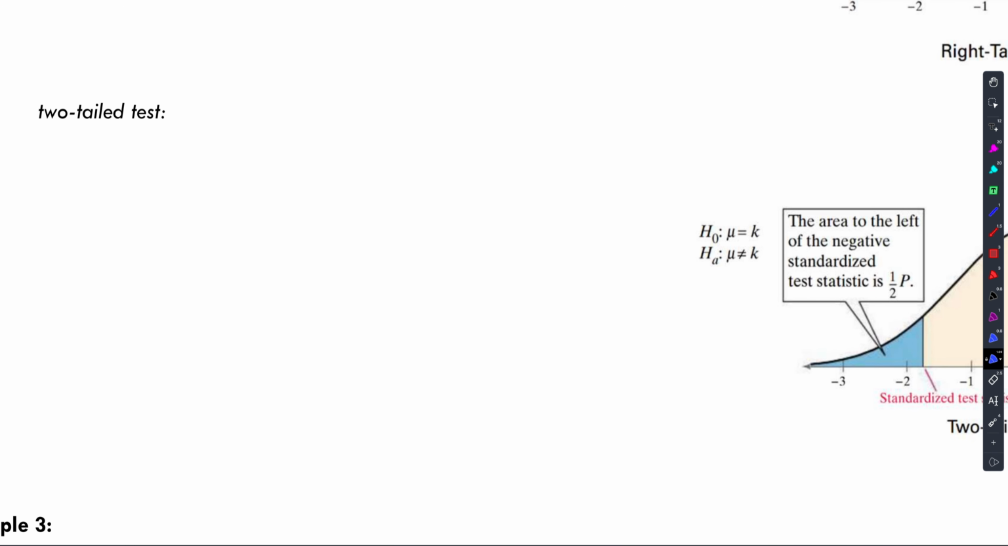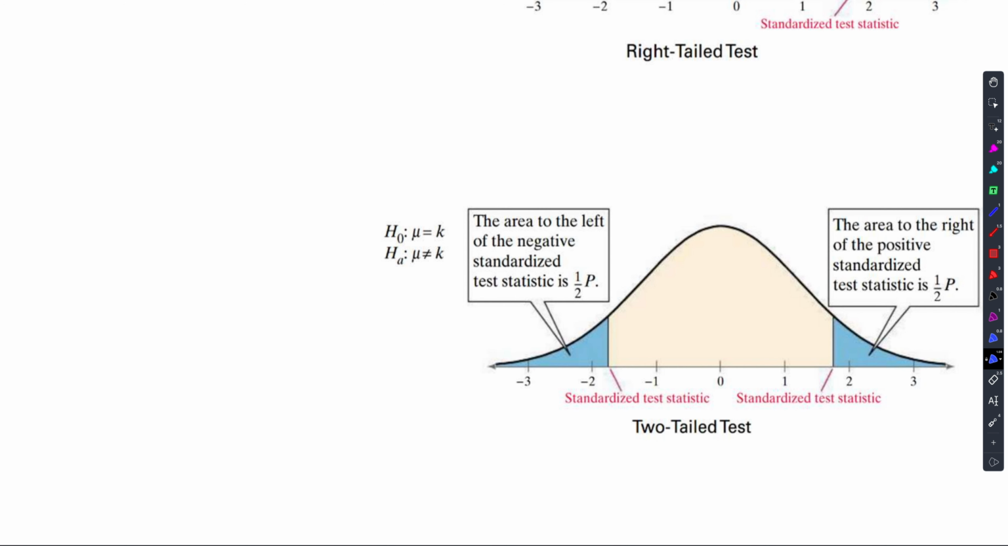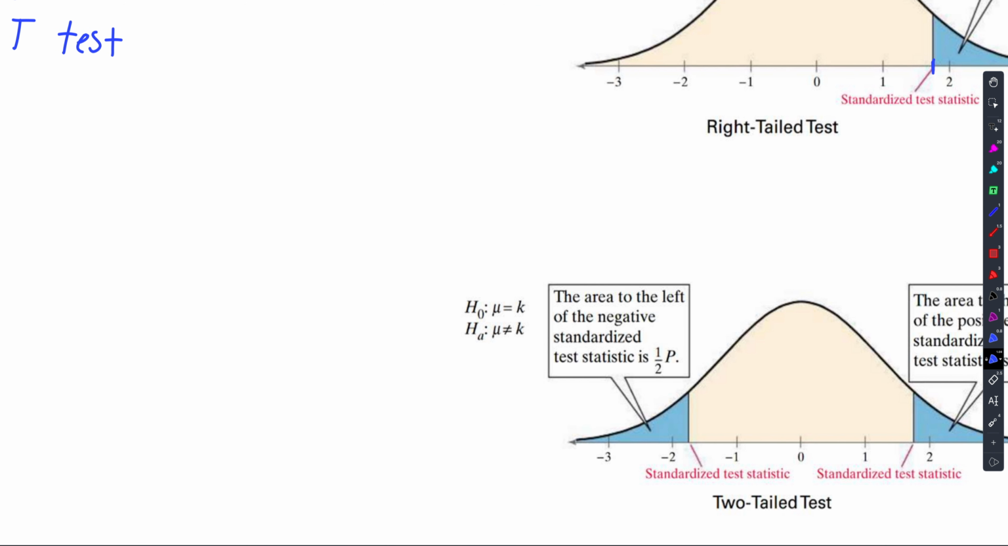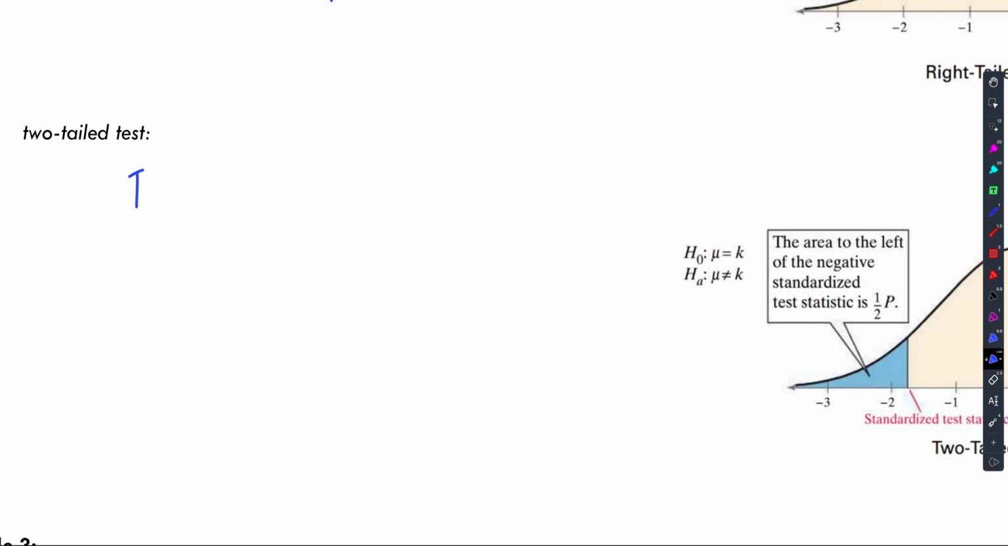Okay, and then we have a two-tailed test. Because how many tails do we have in a two-tailed test? 2. What symbol do you think we're going to be using for two-tailed? Not equal, okay? So if your HA contains a not equal sign, then we have a two-tailed test.